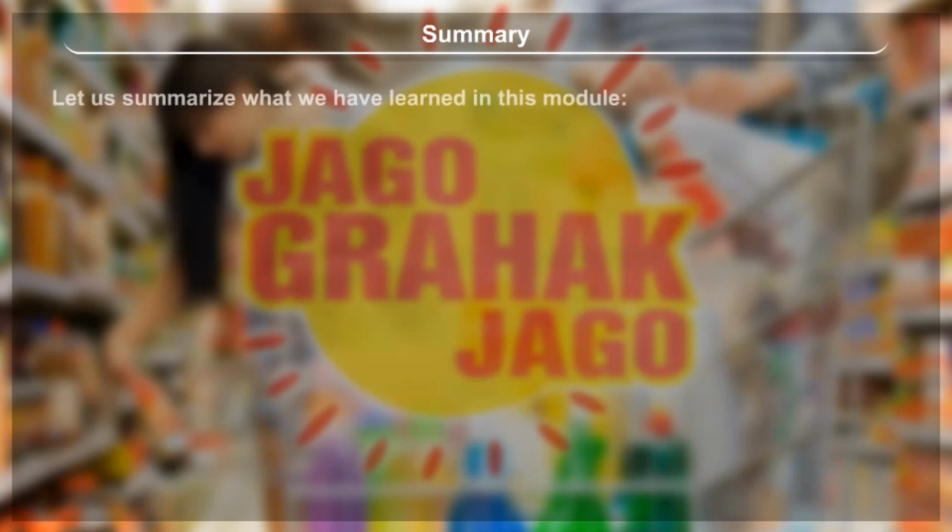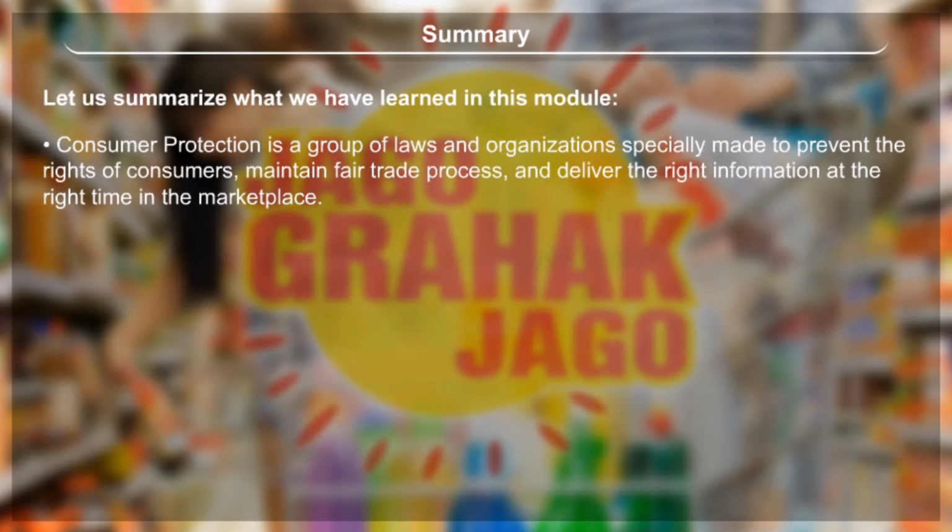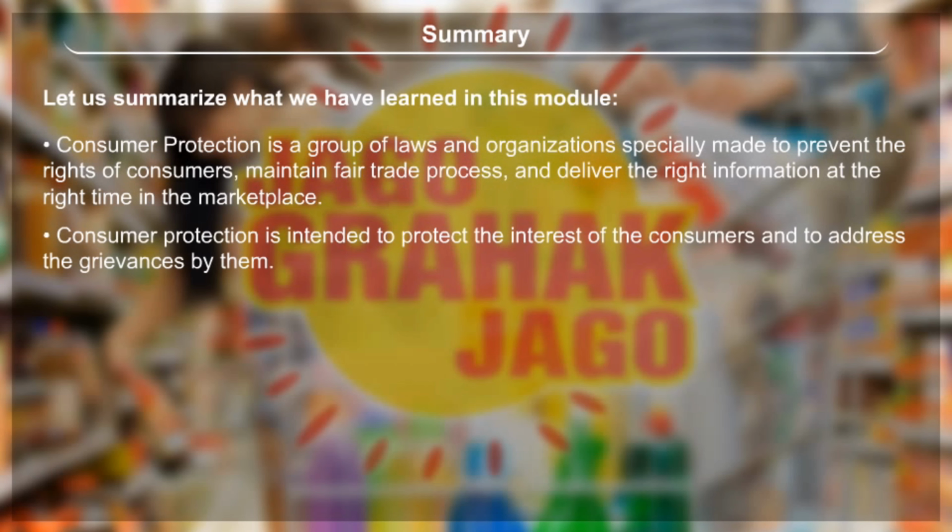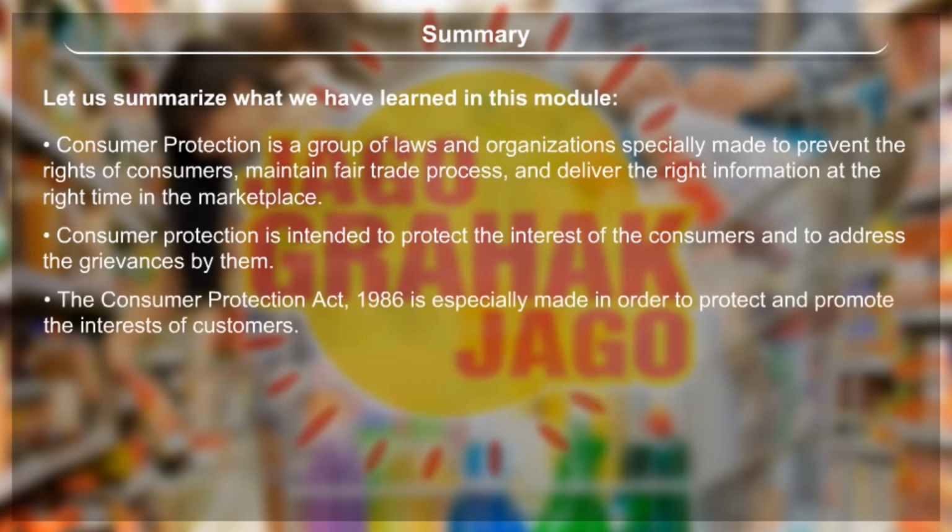Summary. Let us summarize what we have learned in this module. Consumer protection is a group of laws and organizations specially made to protect the rights of consumers, maintain fair trade process, and deliver the right information at the right time in the marketplace. Consumer protection is intended to protect the interest of the consumers and to address the grievances by them. The Consumer Protection Act 1986 is especially made in order to protect and promote the interests of customers.